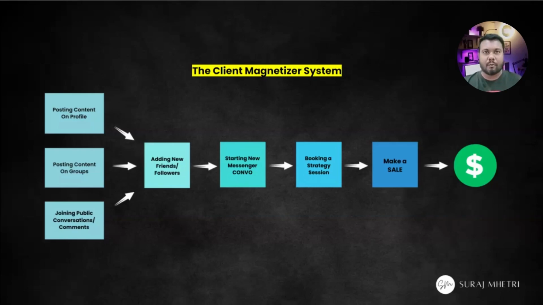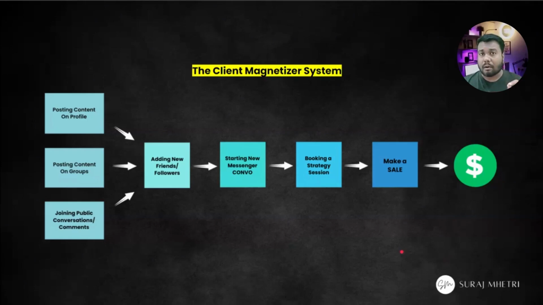To boil it down into 5 simple steps: you post content on your profile and your Facebook group, and join the public conversations on their posts and your posts, in the comment sections, and provide value there. Then you add those people into your friend list and follower list, then start a conversation with them in your messenger or DMs, then turn those conversations into booked strategy sessions and calls, then make a sale, and then collect the payment. This is an exact and simple process that I use to attract clients on a daily basis.